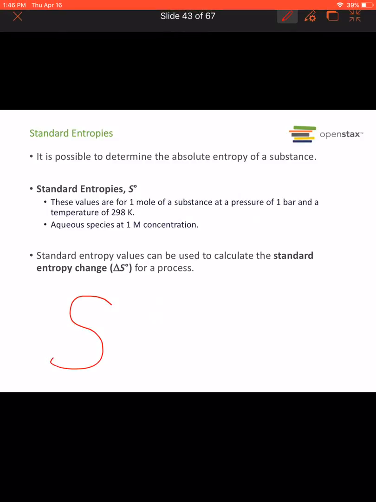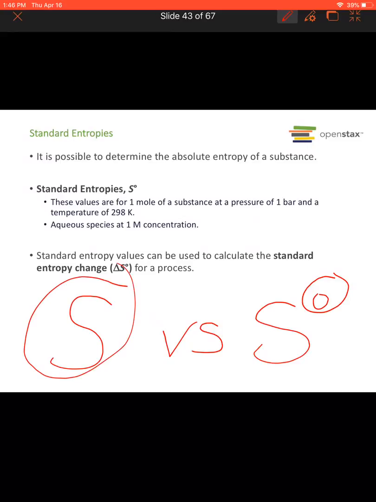If you just see S, we're talking about conditions that are outside of standard conditions. So remember, S naught. Whenever you see this symbol here, S naught, that means that you're talking about standard temperature and pressure, right? So 25 degrees Celsius, 1 atmosphere. Whenever you just see S, it just means that those are non-standard conditions. So the temperature can be anything outside of 25 degrees Celsius, right?